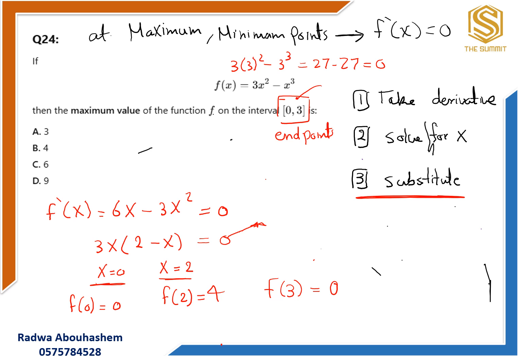Now, let's compare the values. Where is the maximum value here? The maximum value is among the answers here. Where is the greatest answer you have? The greatest answer you have is 4. So my answer is 4. So the maximum value is the y value, or after you substitute the x, you get this value. So here, this is my maximum value. So to get the maximum and minimum values, absolute maximum or absolute minimum, you have to take the derivative, solve for x, then you substitute.